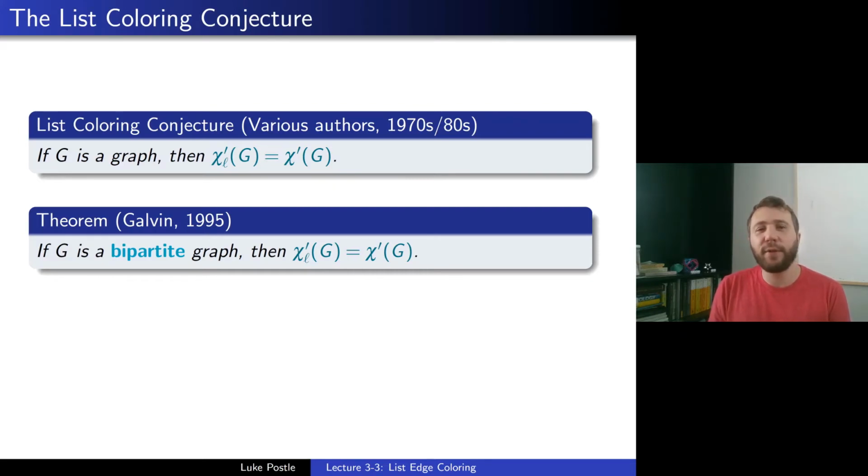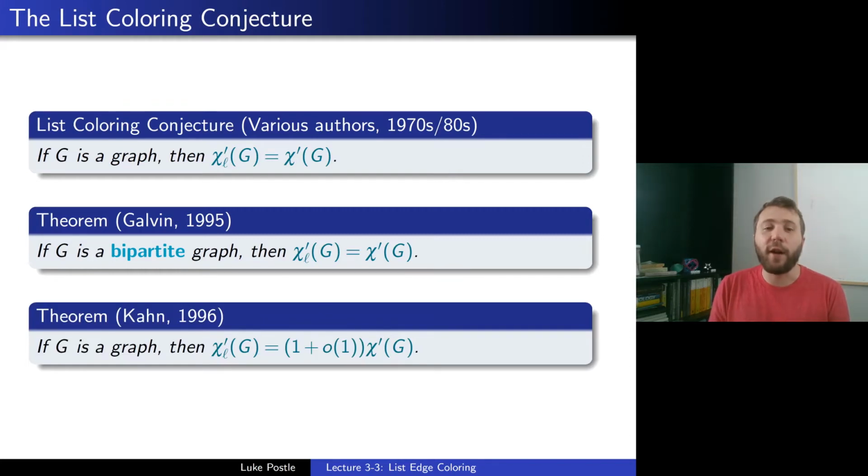What else was known? Well, the next year, Kahn in 96 proved the conjecture asymptotically. So he proved that if G is a graph, then chi prime L of G is (1 plus little o(1)) times chi prime of G. And I'll say a little bit about that at the end, but that proof is much longer and uses probabilistic methods. But a very nice result. So we know the list coloring conjecture for bipartite graphs, and we know it holds asymptotically.